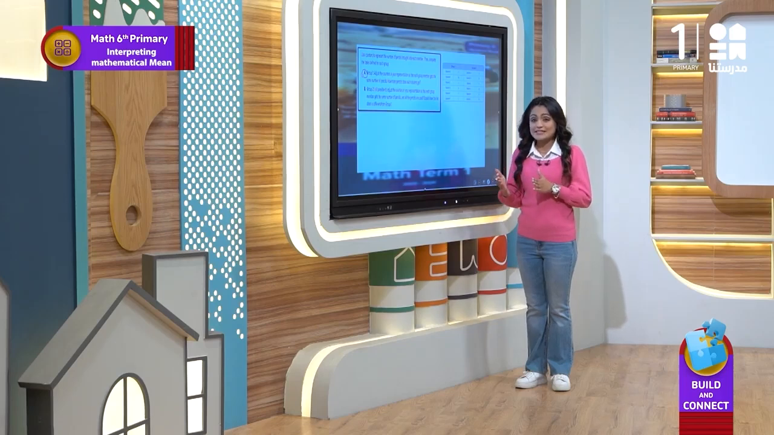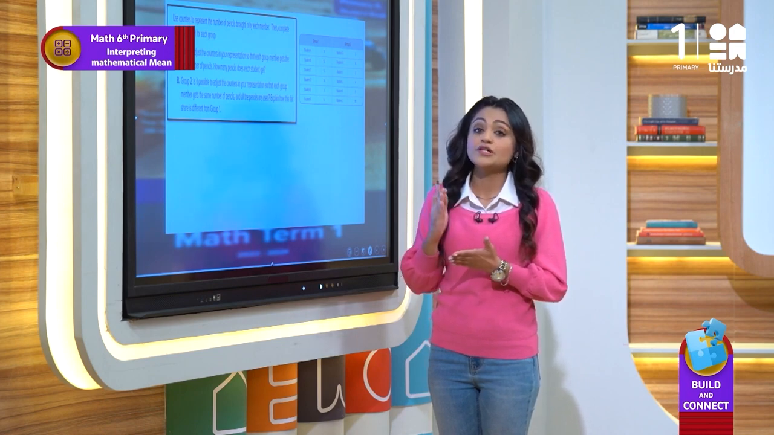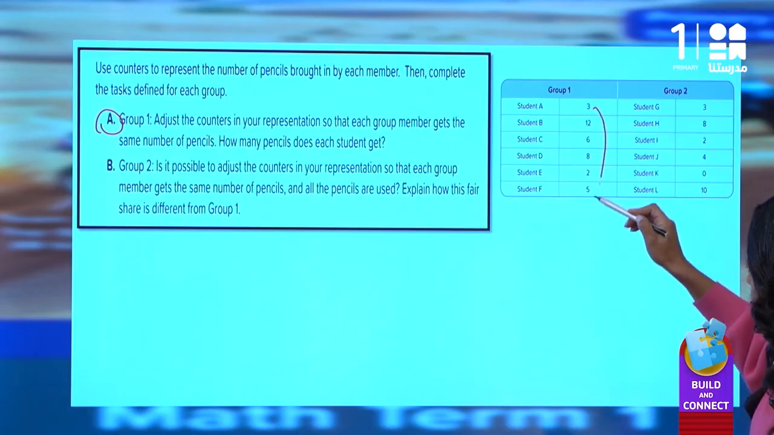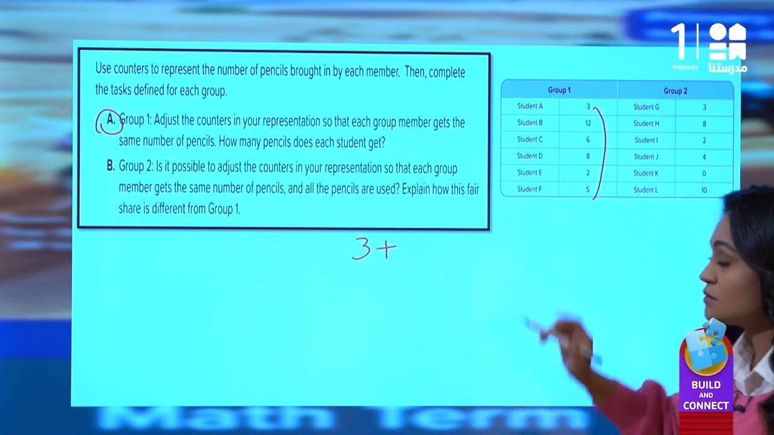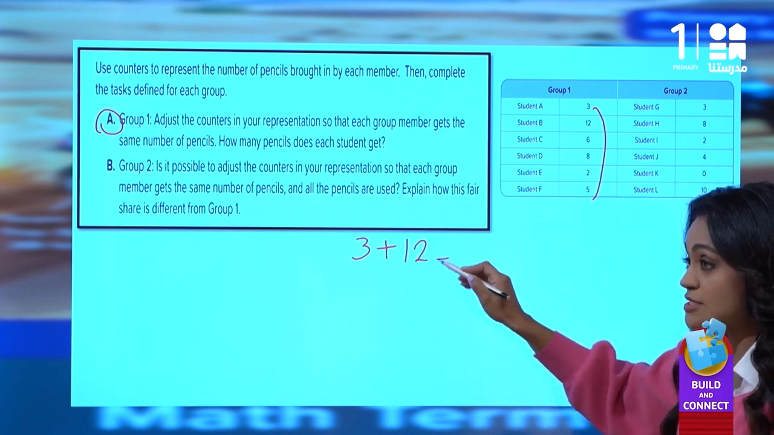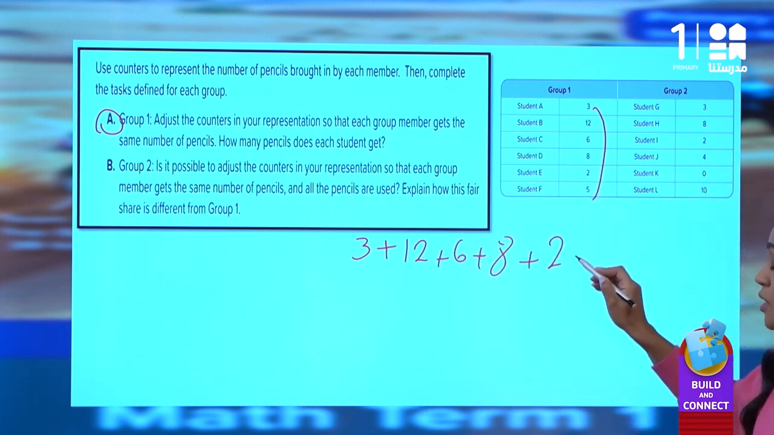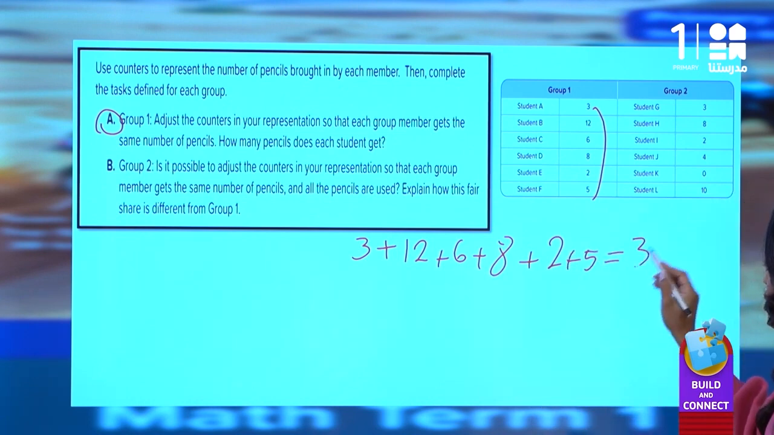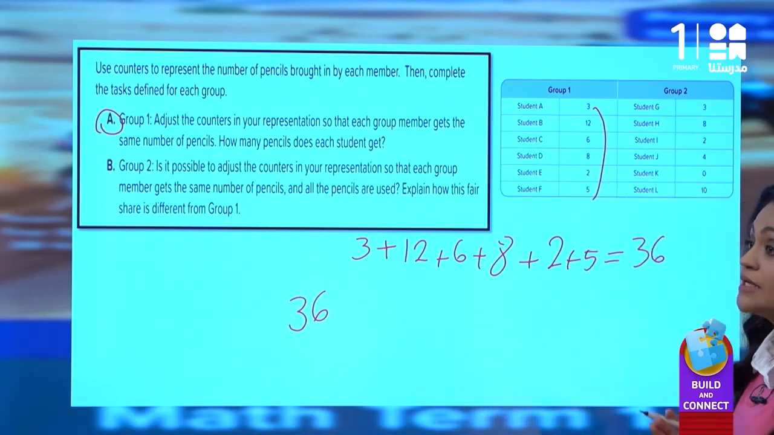To add all the pencils and divide them equally to let each student have the same number of pencils. So we add all of this. So it will be what? 3 plus 12 plus 6 plus 8 plus 2 plus 5, and it gives me how many? It gives me 36. Then we can divide the 36, let's do 36, divided by the number of students.